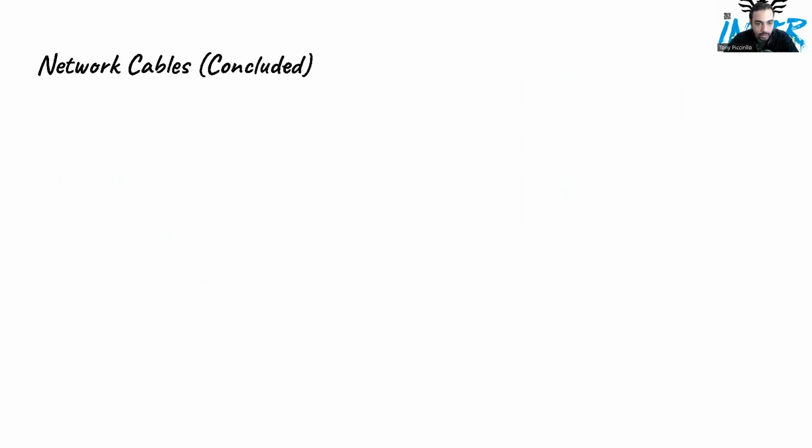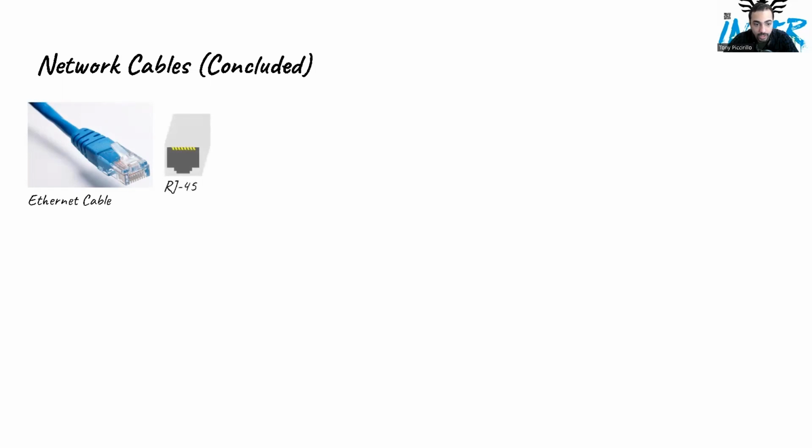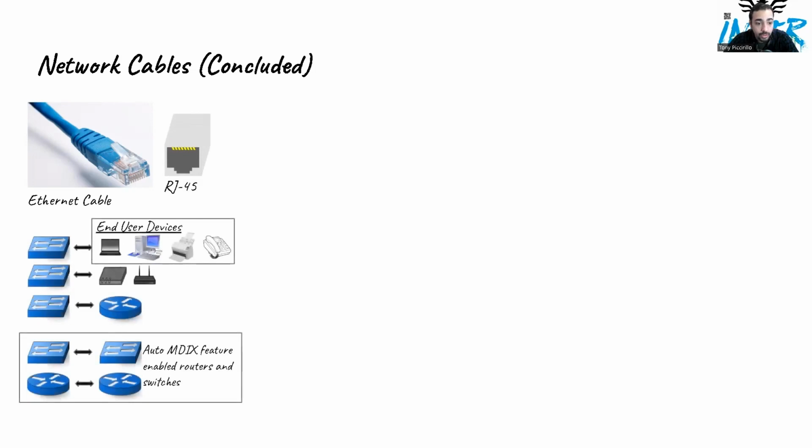Let's quickly summarize what we learned about network cables. We have Ethernet cables, which use electrical signals to transfer data. RJ45 port jacks are what Ethernet cables plug into. You can use Ethernet cables to connect switches to end-user devices, switches to modems, and Wi-Fi routers, as well as switches to routers. If you have auto MDIX or a crossover Ethernet cable, you can also connect switches and switches or routers and routers, essentially devices that are of the same type.